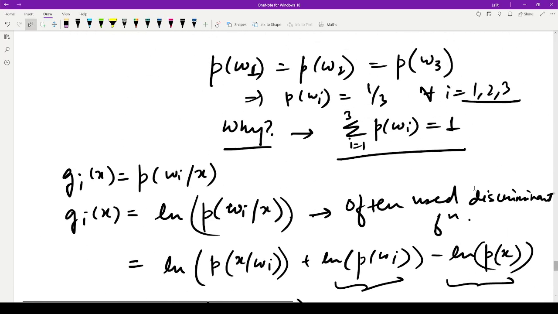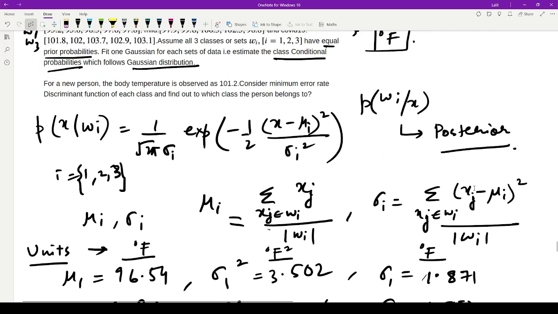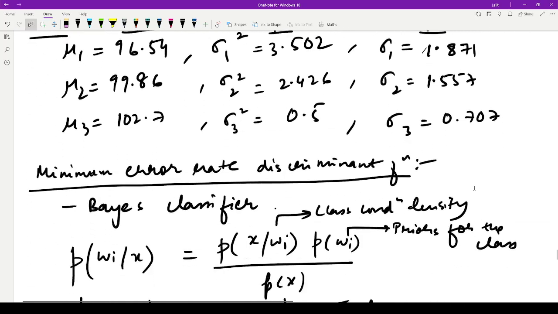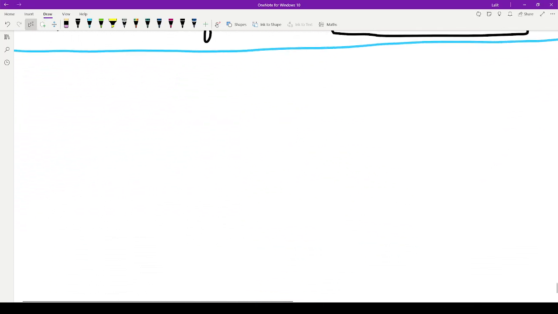So this problem is fine, right? It's a bit lengthy problem, yes, but at least it gives you an idea of how to use the data in real life. Okay, so we move on to the next one.